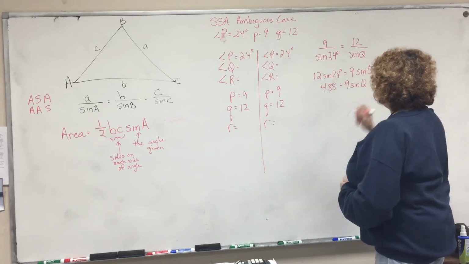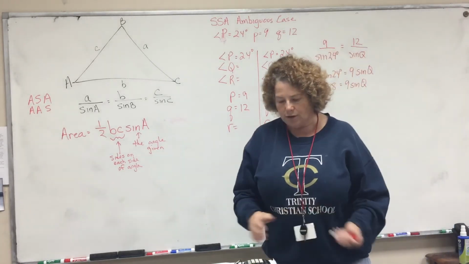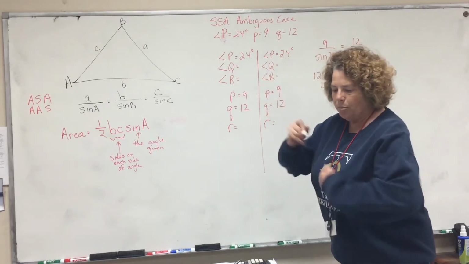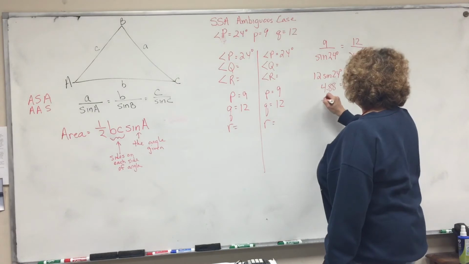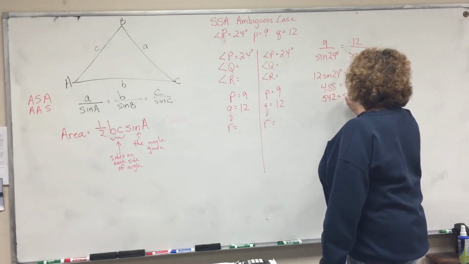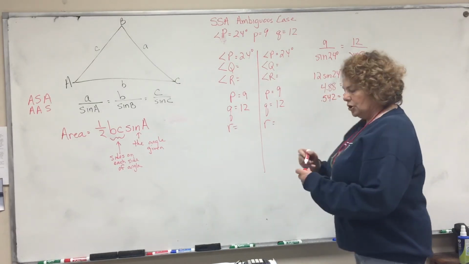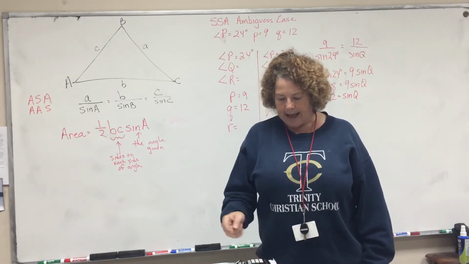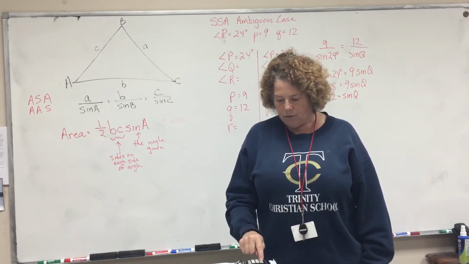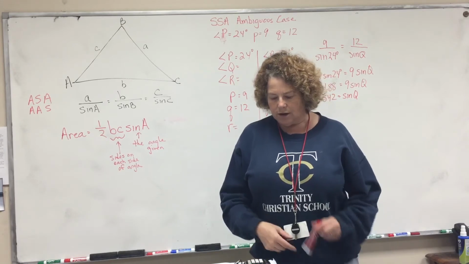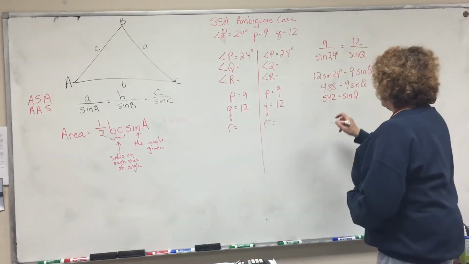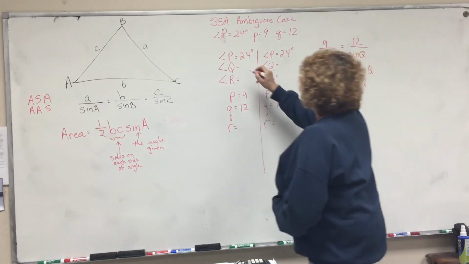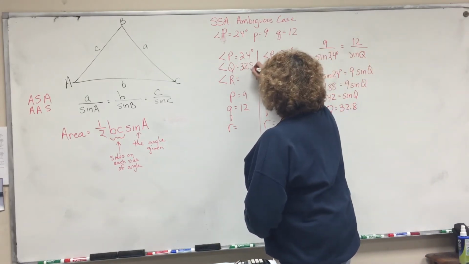And do two to three decimal places to make sure you get an accurate answer. Then divide 4.88 by 9, so 0.542 is the sine of Q. So to solve for Q, you would do second sine 5, 4, 2, enter, and it's 32.8. Q is 32.8. So just write it on one side.